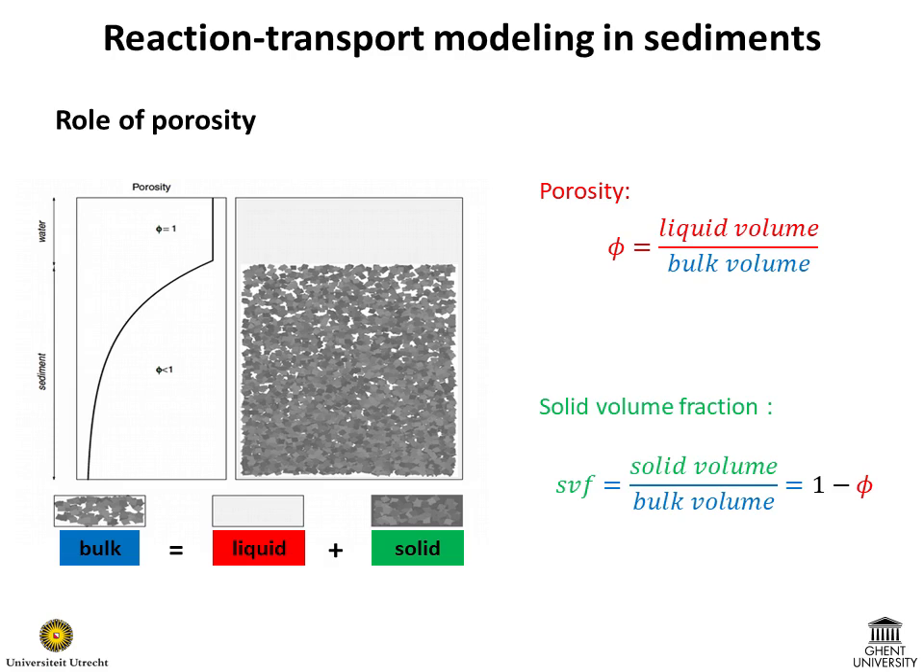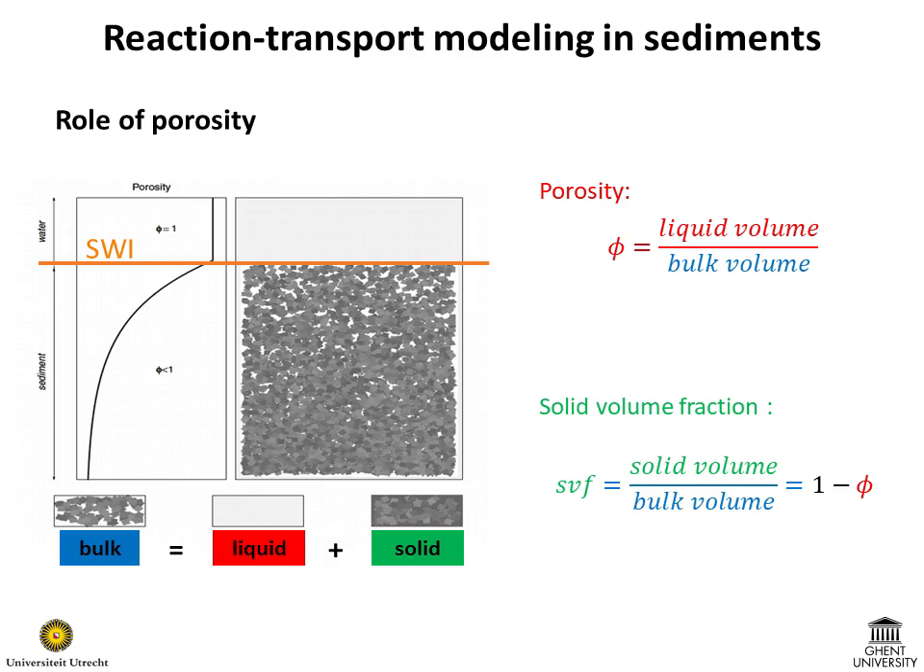It is important to note that in systems we are going to model, porosity may change in space. For example, porosity decreases with depth in sediments due to compaction, as shown in the image on the left. However, the most important variation occurs at the sediment-water interface, where porosity rather abruptly changes from a value of 1 in the water column to a value lower than 1 in the sediment.